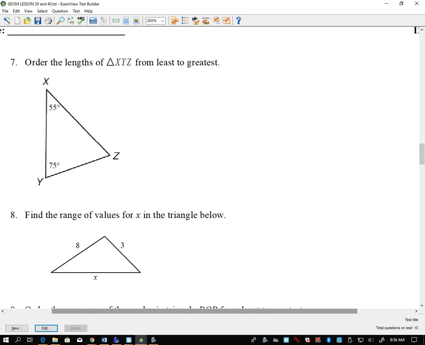I need to find angle Z. How do I find angle Z? All right, so you're saying 55 plus 75? Okay, so it would be the same as 80 plus 50. Okay, so you're getting 130. All right, so what is angle Z? 50 degrees. Okay, and we want the side lengths from least to greatest.